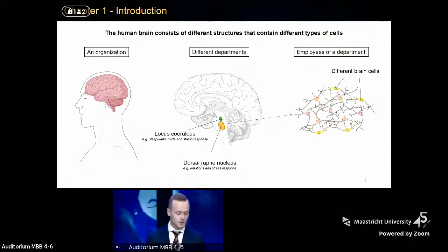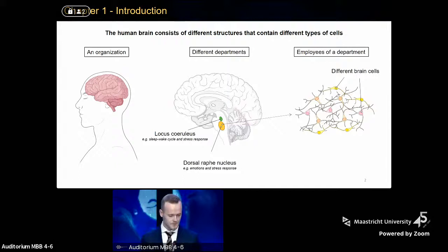If we zoom in a bit closer on these structures, you will realize that these consist of different types of brain cells. And these brain cells each fulfill an important role in the proper execution of these brain functions. So you can basically imagine this as follows. Our brain is like an organization. The different structures are like different departments within the organization. And our cells are like employees that each fulfill an important role in the department and the organization.